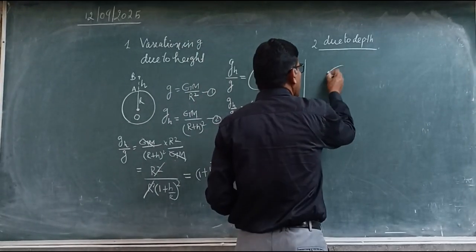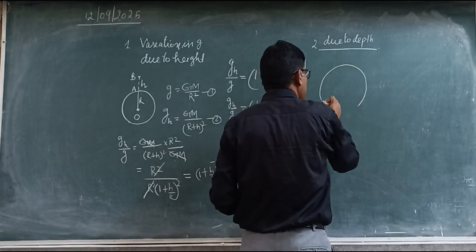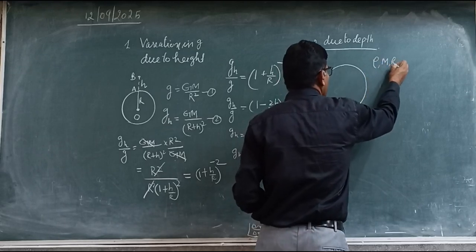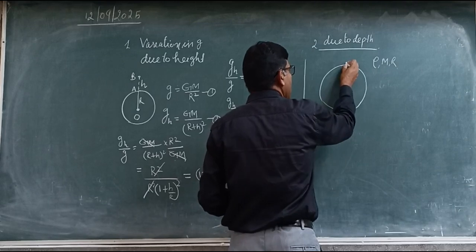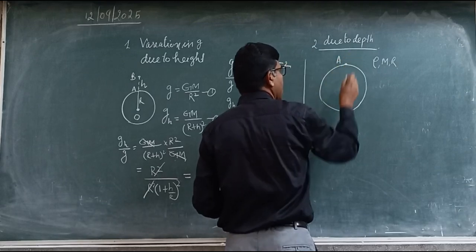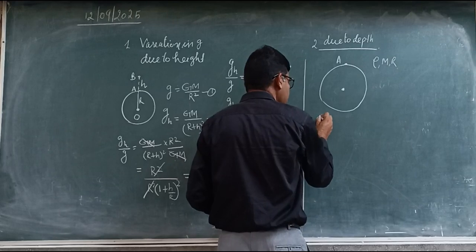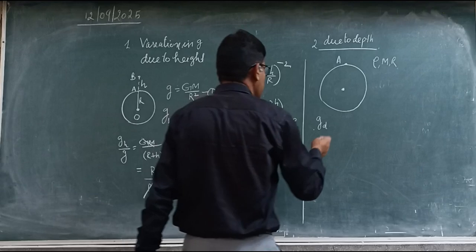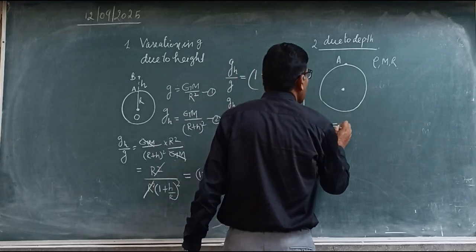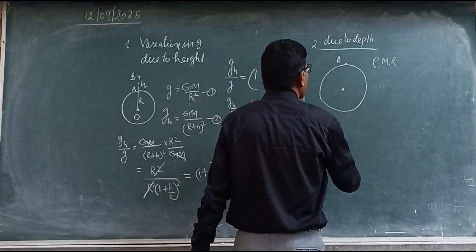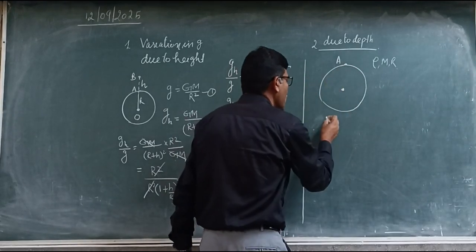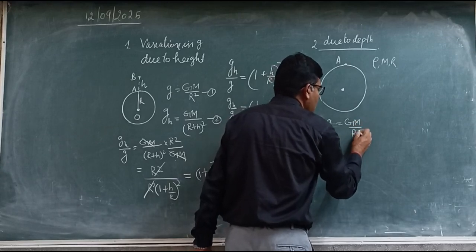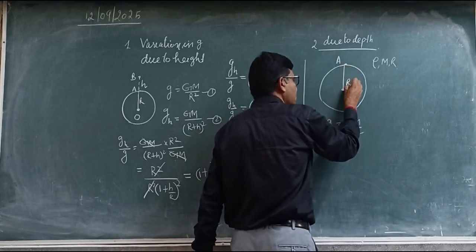So the earth is like this, of uniform density rho, mass of the earth M, and this is radius of the earth. This is of course the center. When the object is at point A, then you can say gd. You can write gd in very simple terms. You write it, let us say the acceleration due to gravity at A is g. It is equal to GM upon R square. This is radius of the earth.